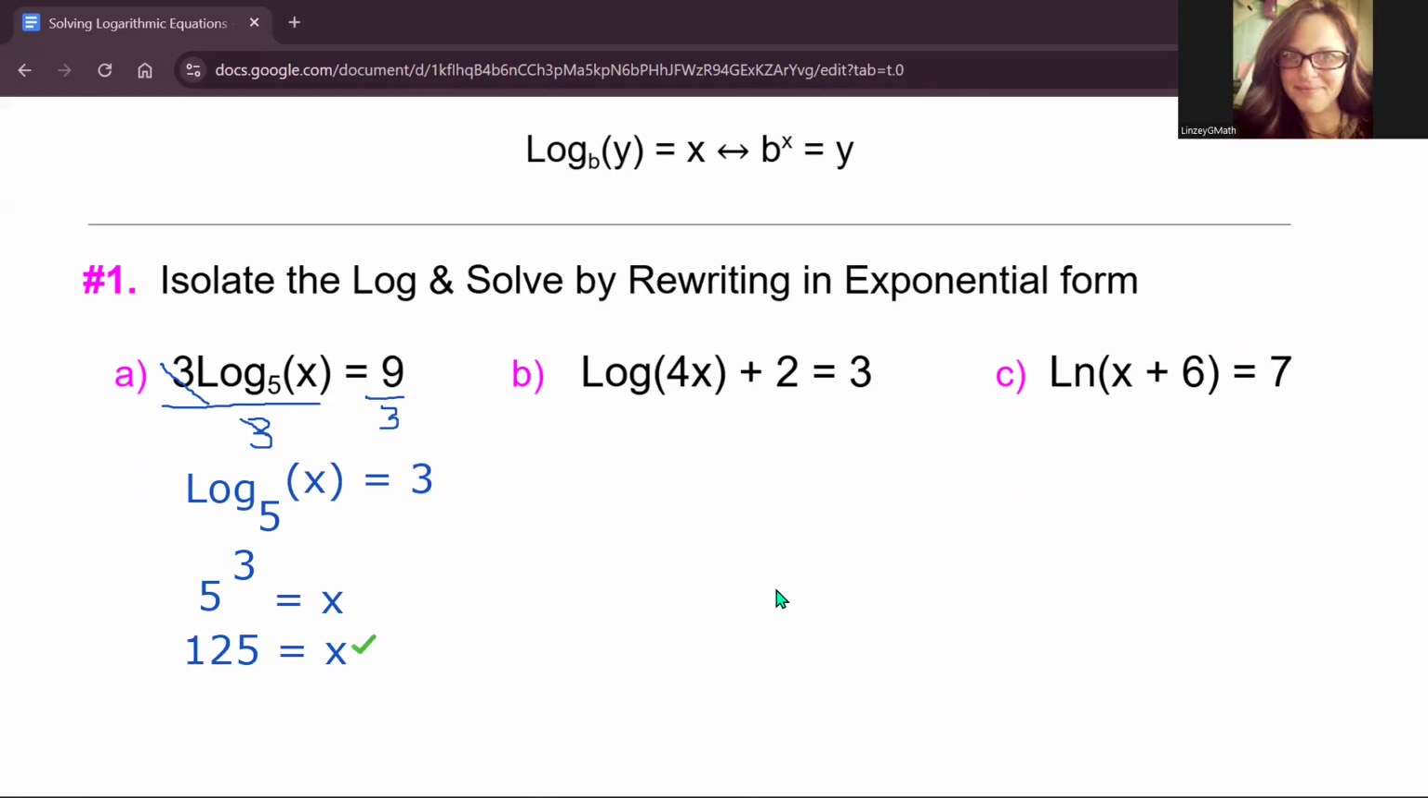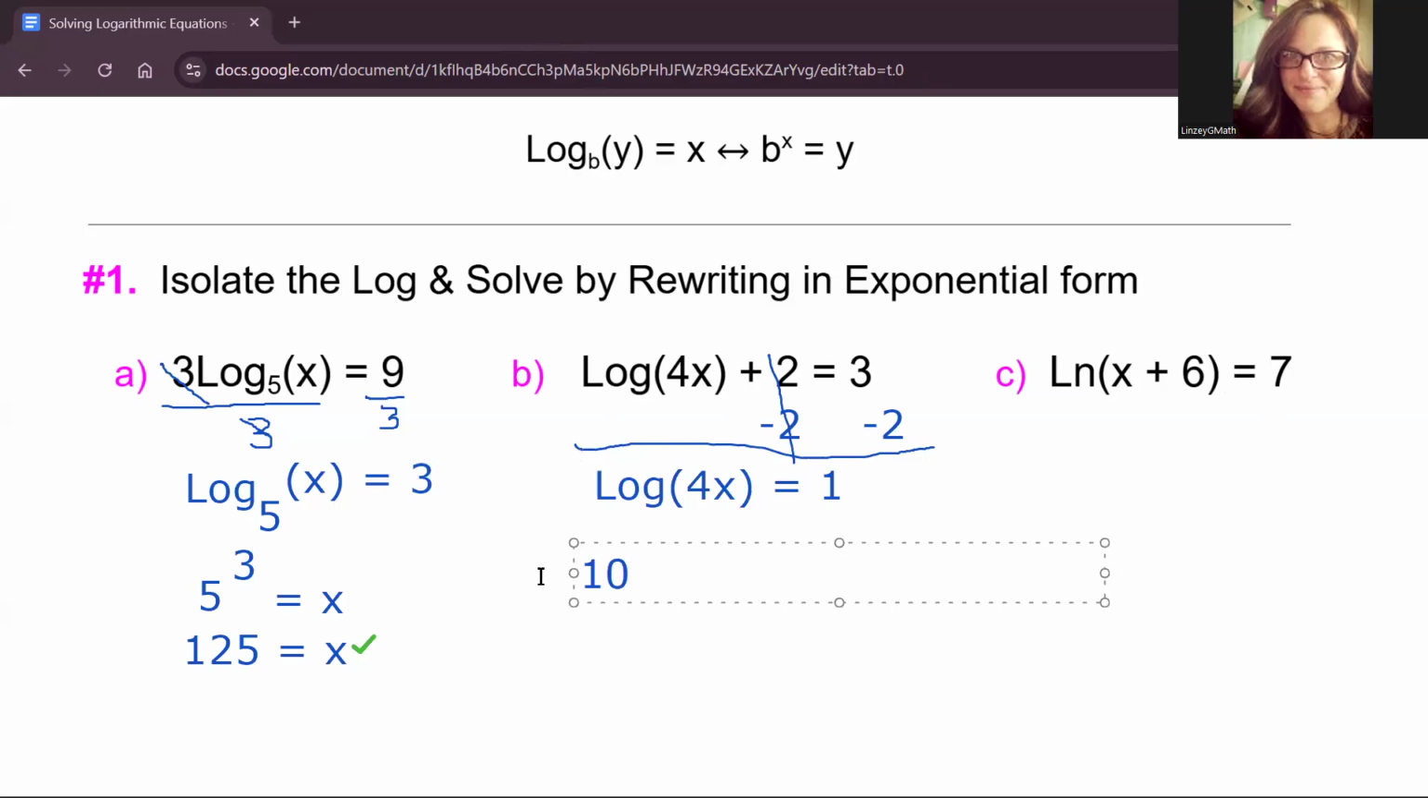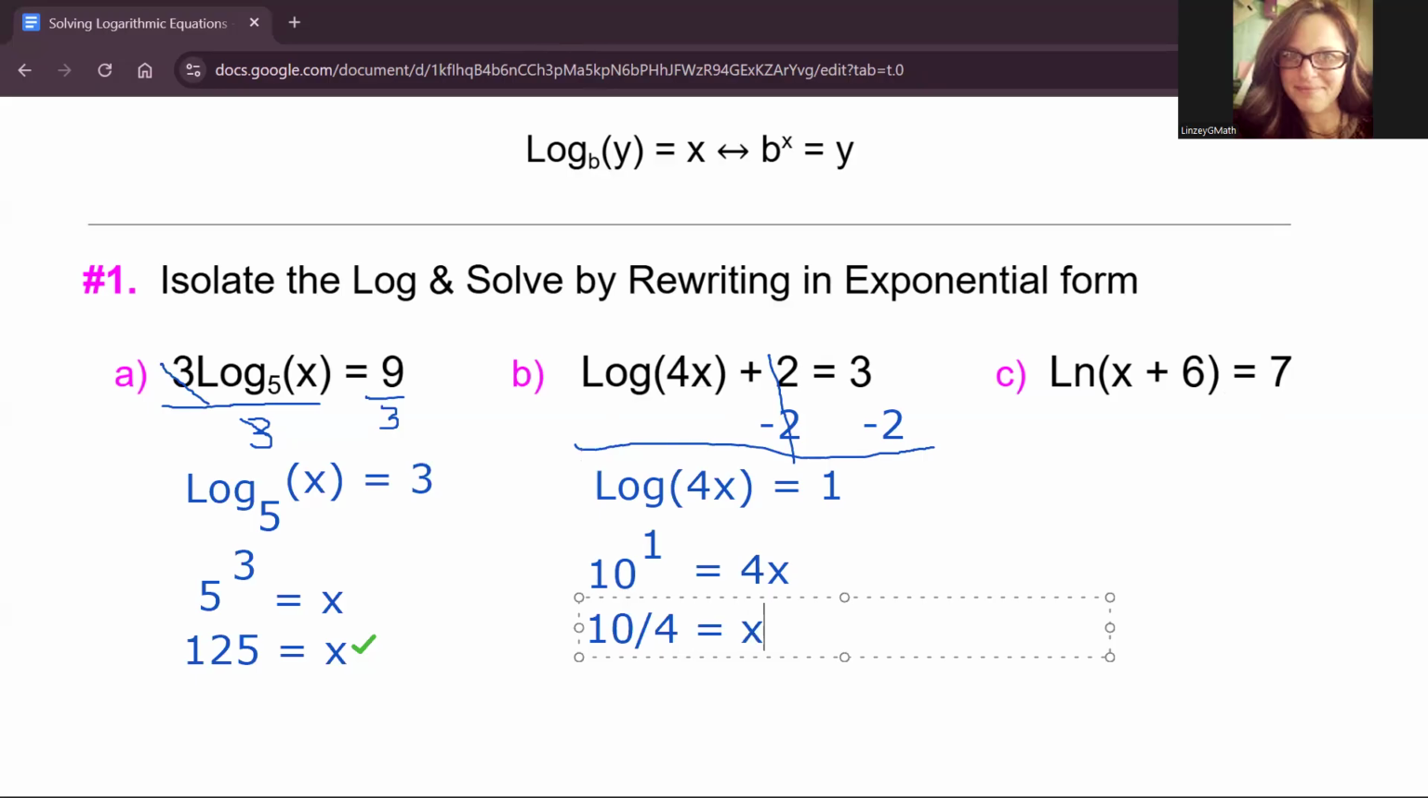Number B. We'll isolate the logarithm by subtracting 2 from both sides of the equal sign. And we're left with common log, or log base 10 of 4x is equal to 1. And this is common log. Common log is log base 10. And we'll raise it to the first power, and that's equal to 4x. So we get 10 divided by 4, which reduces to 5/2.